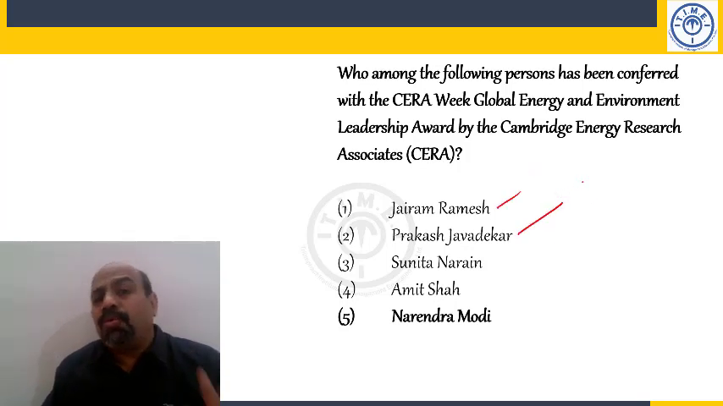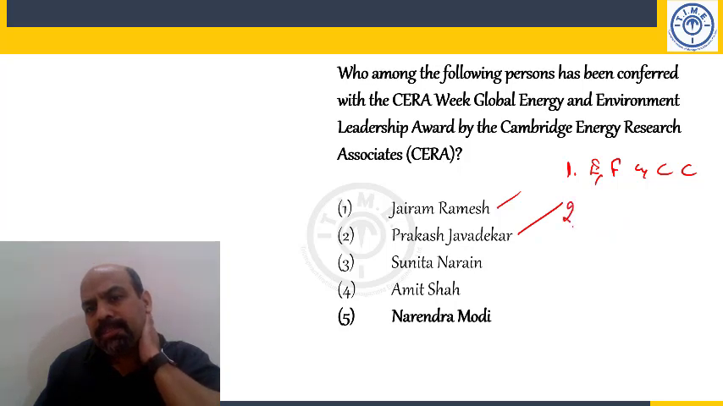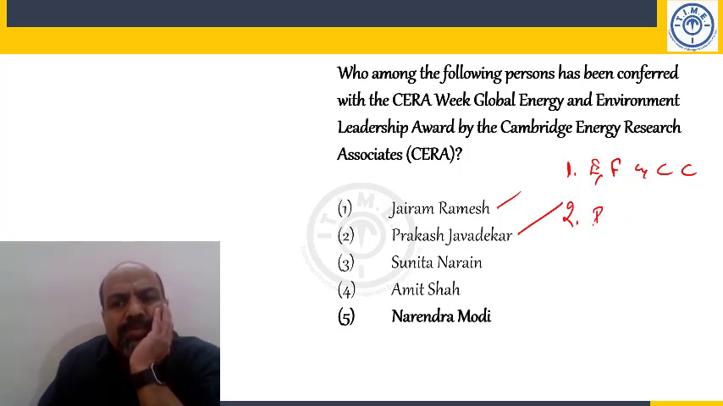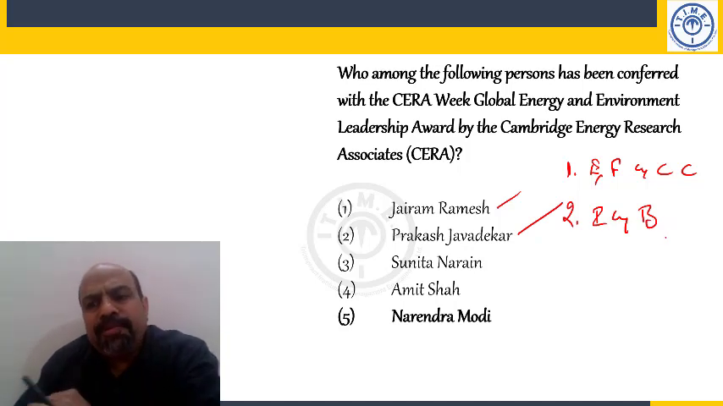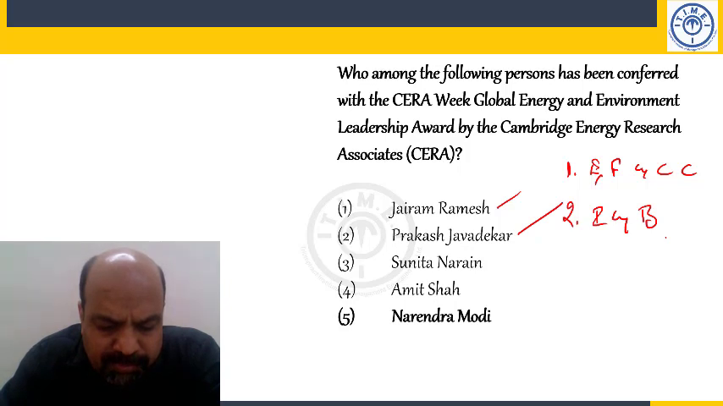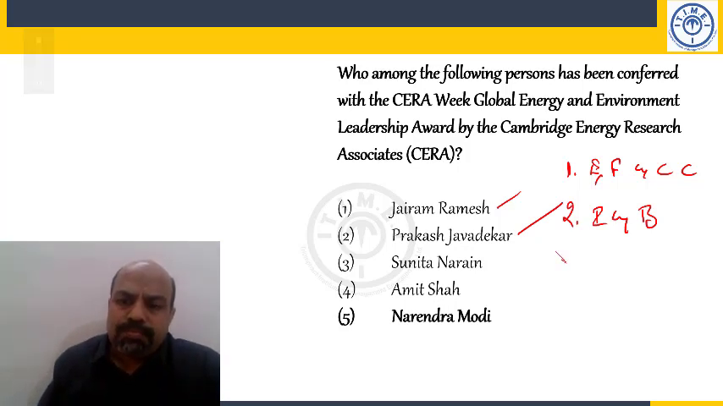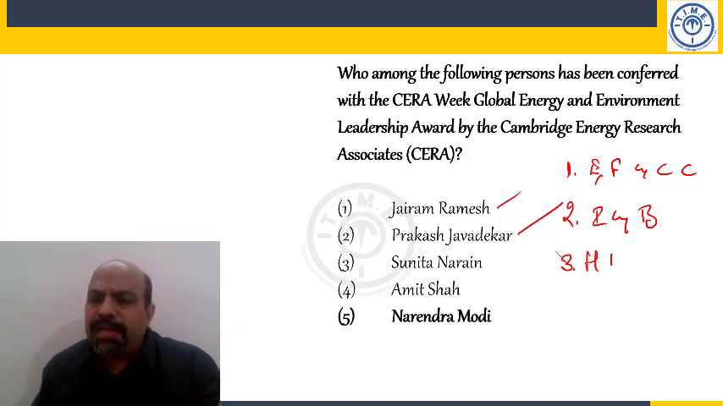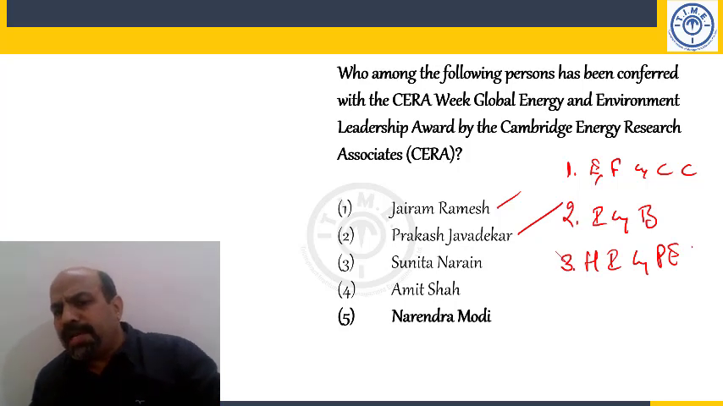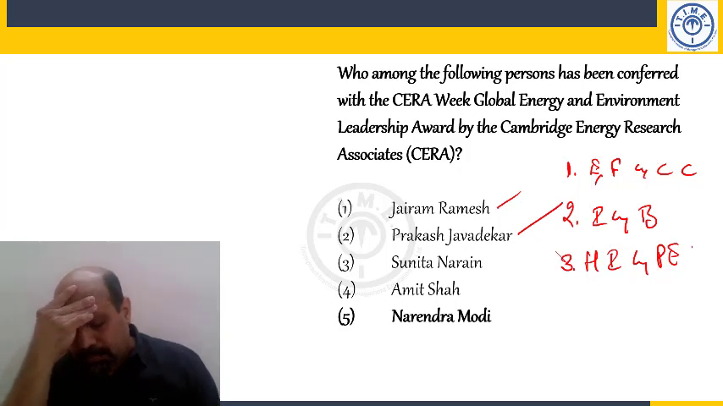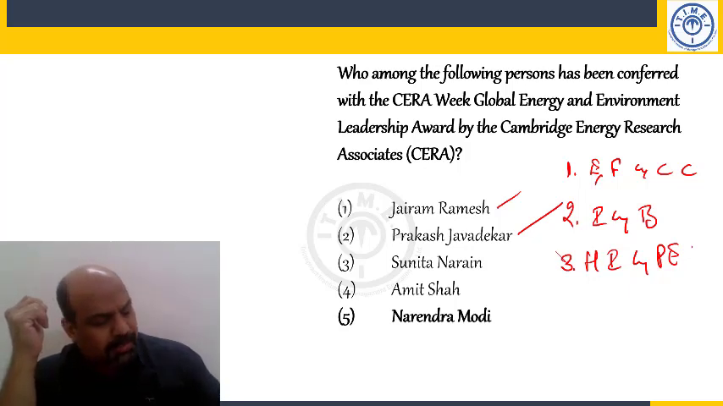Prakash Javadekar holds 3 ministries. One is environment, forest and climate change. Next, he also is a minister for information and broadcasting. So next, number 3. Okay, he is the minister for heavy industries and public enterprises. Chaliye.